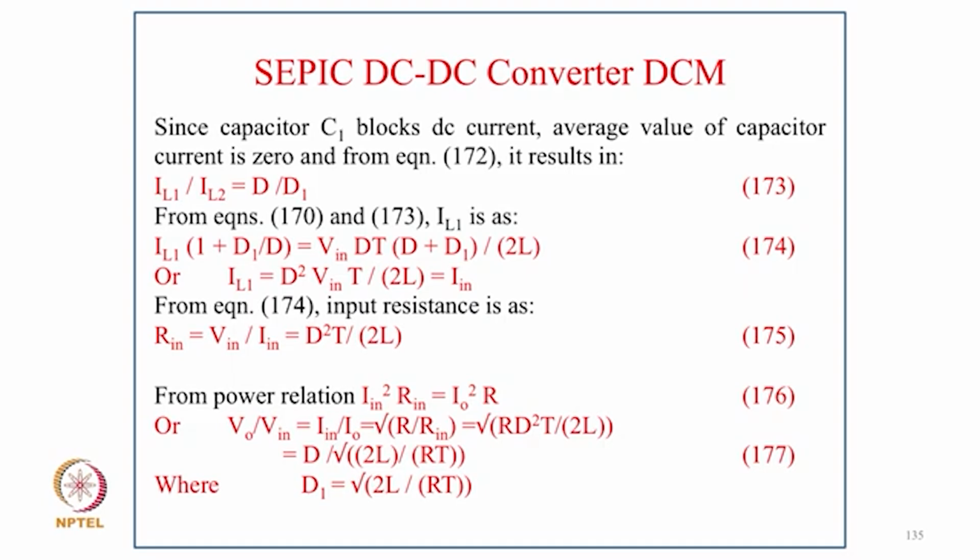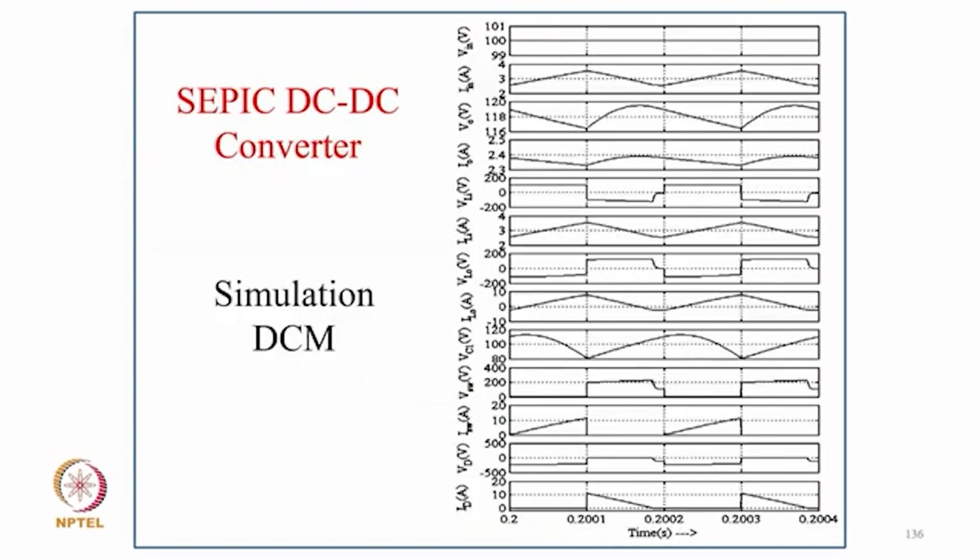From this equation IL1 is equal to IL1 into 1 plus D1 upon D equal to Vin DT (D plus D1) divided by 2L, or IL1 equal to D square Vin into T divided by 2L. From this the input resistance Rin equal to Vin upon Iin equal to D square T upon 2L, and from the power relation Iin square Rin equal to Io square R, Vin upon Vo equal to Iin upon Io equal to under root R upon Rin, equal to under root R T divided by 2L D square, or D1 equal to under root 2L divided by RT.